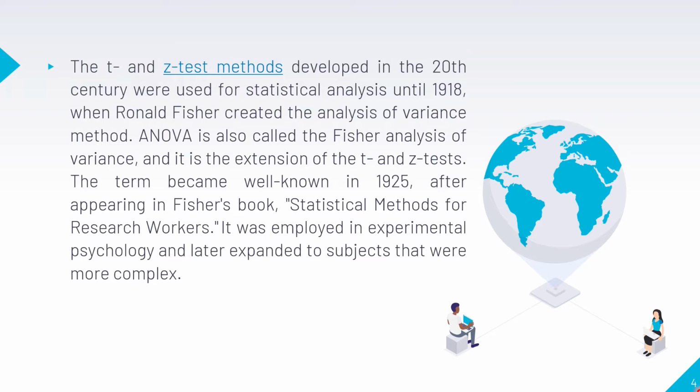The T and the Z-test methods developed in the 20th century were used for statistical analysis until 1918. It is when Ronald Fisher created the analysis of variance method. ANOVA is also called the Fisher analysis of variance, and it is the extension of the T and the Z tests. The term became well known in 1925 after appearing in Fisher's book entitled Statistical Methods for Research Workers. It was employed in experimental psychology and later expanded to subjects that were more complex.